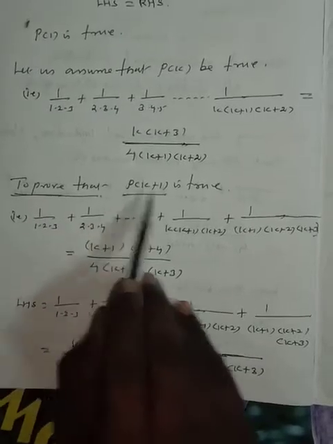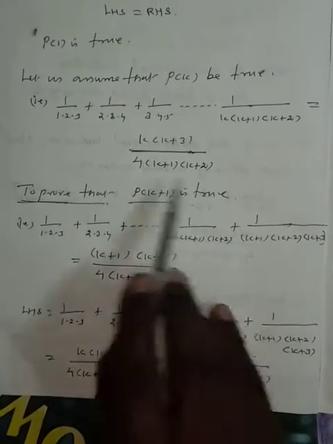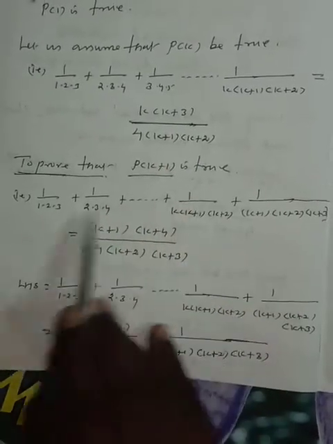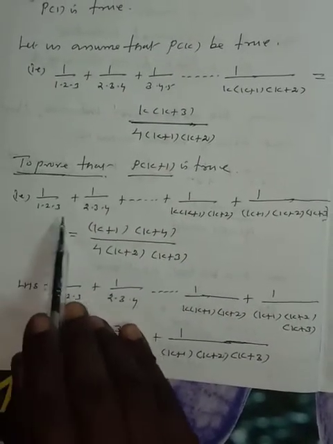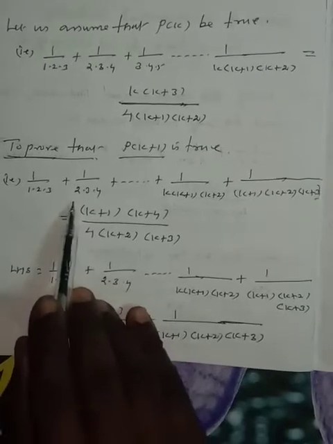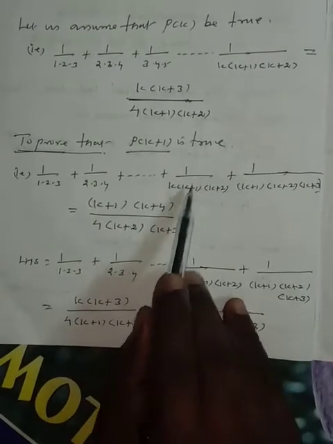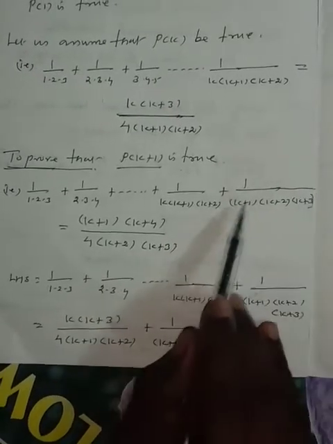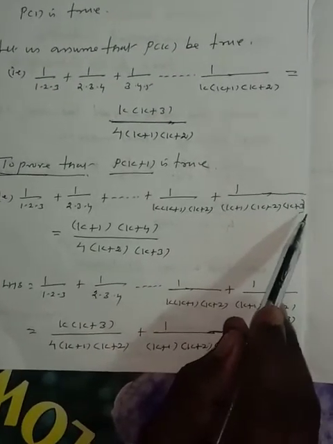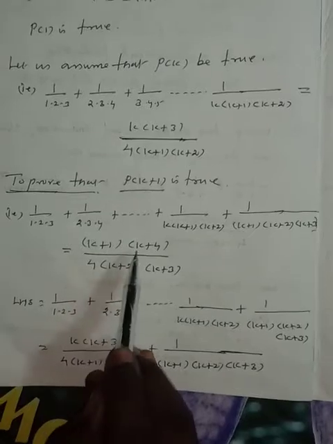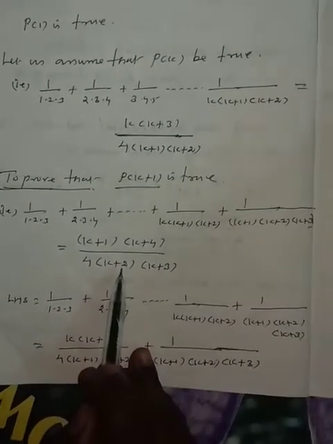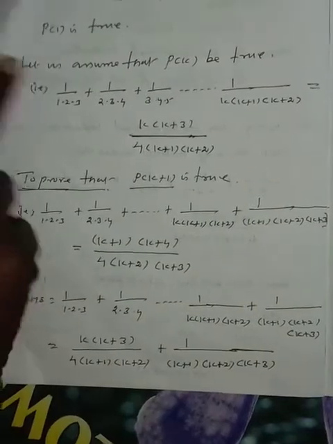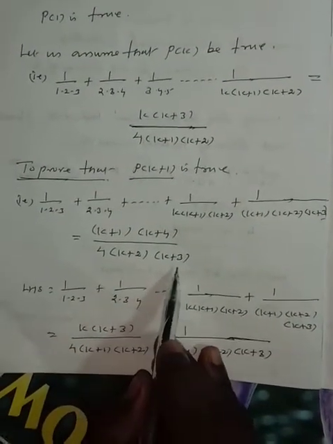To prove that P(k+1) is true, our assumption is P(k) is true. To prove that P(k+1) is true, that is 1 divided by 1.2.3 plus 1 divided by 2.3.4 and so on to 1 divided by k into (k+1) into (k+2) plus 1 divided by (k+1) into (k+2) into (k+3) is equal to (k+1) into (k+4) divided by 4 into (k+2) into (k+3).